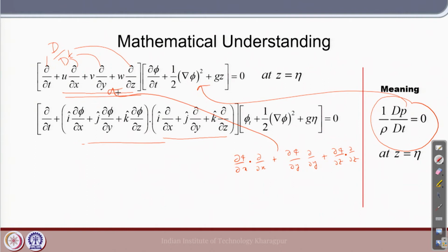Then what I do is I just use this as a vector product. So, I split it into two vector components. One component is i del phi del x plus j del phi del y plus k del phi del z, and multiply by the other component, i del del x plus j del del y plus k del del z. So, I did that. Then what is the benefit of doing all these things? Let us see.